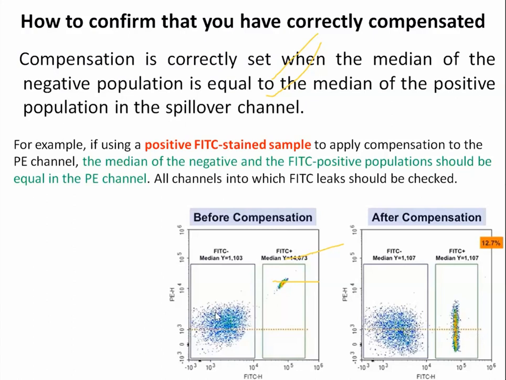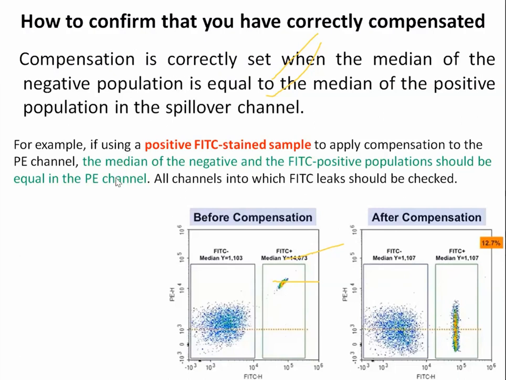So now you see both. Now you see this population. The negative is lying here, positive is lying here. But once it is adequately compensated, the median is falling the same for both negative and positive population. So now there is no false positive PE signal coming in the PE channel. Okay, so that's how you will know you have correctly compensated.